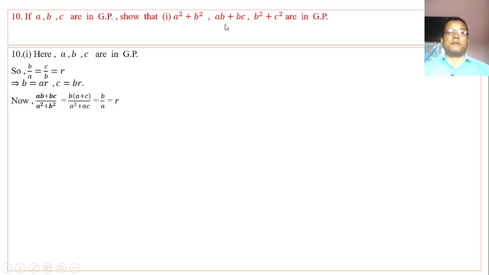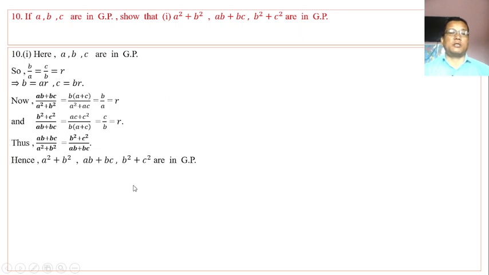Then we have to show that the second divided by the first equals the third divided by the second. Taking the log of B squared equals AC, we get 2 log B equals log A plus log C, so these three numbers are in AP.